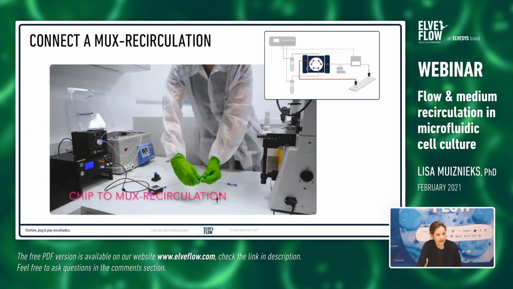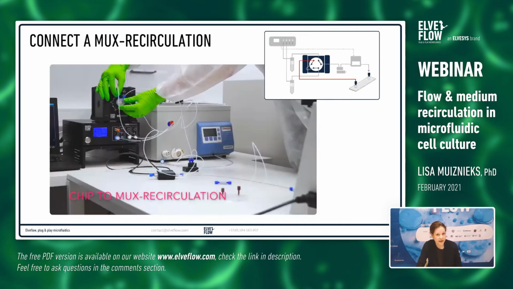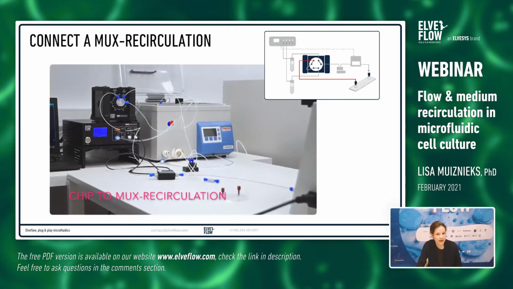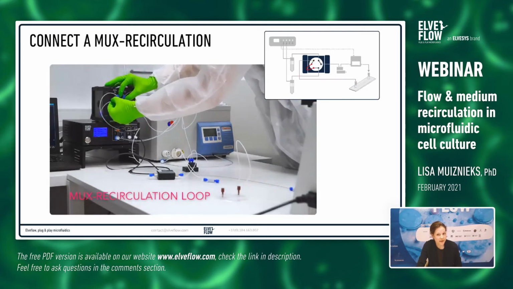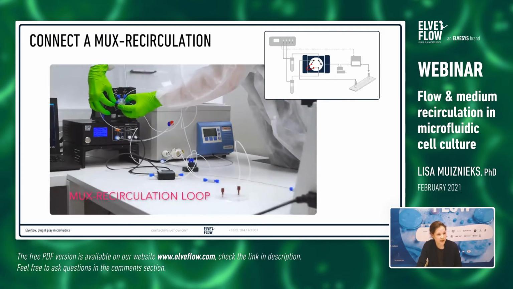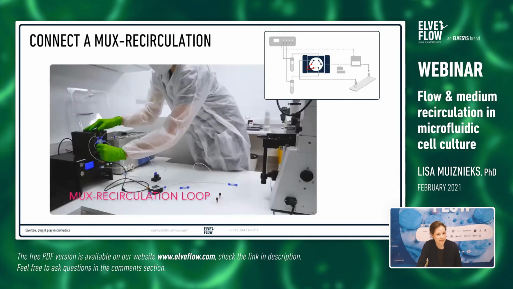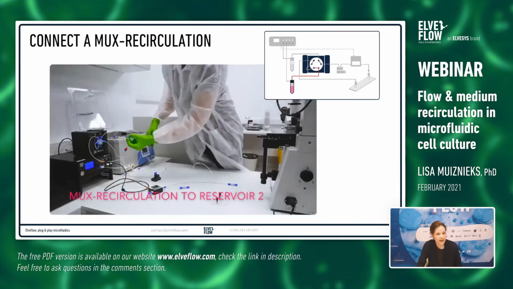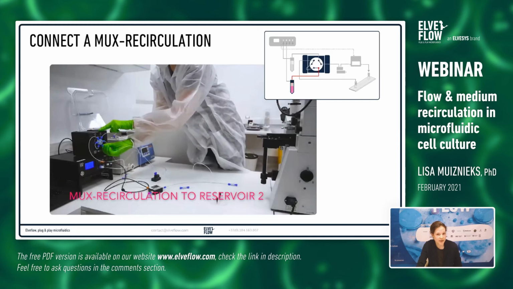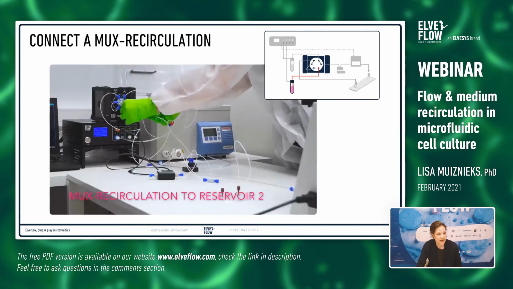Then we connect the chip back to the MUX recirculation. Then we add a loop piece between two consecutive MUX-recirculation ports. And then we complete the circuit by connecting the MUX-recirculation back to reservoir 2.